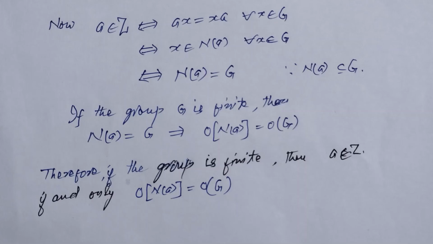If the group is finite, then Na equals G implies order of Na equals order of G. Therefore, if the group is finite, then a belongs to Z, where Z is the center of G, if and only if the order of the normalizer of a equals the order of G. Thus, we have discussed the definition of the center Z and two related theorems very important in this chapter, the center of groups.